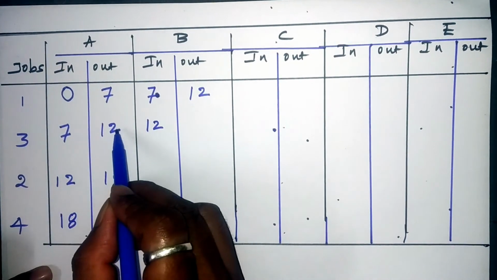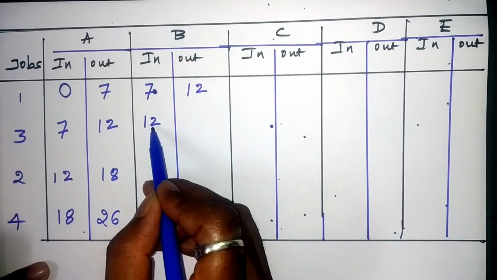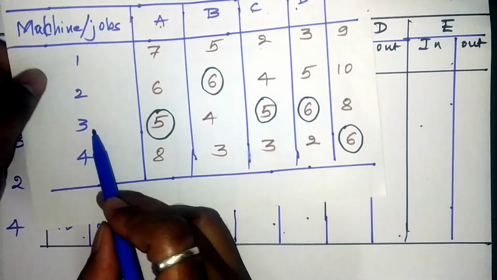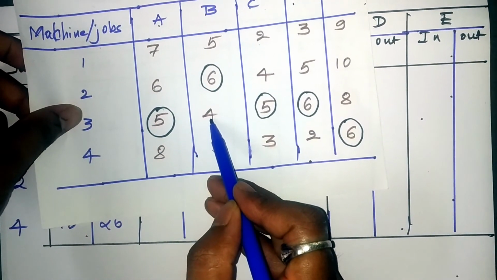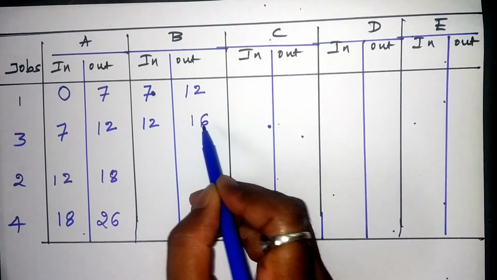The simple technique is, whichever is the maximum you find here, this or this, whichever the maximum is, that you write. So now job number 3 on machine B, it will take 4 hours. So I have to add this 4 to this, and here I'll get 16.